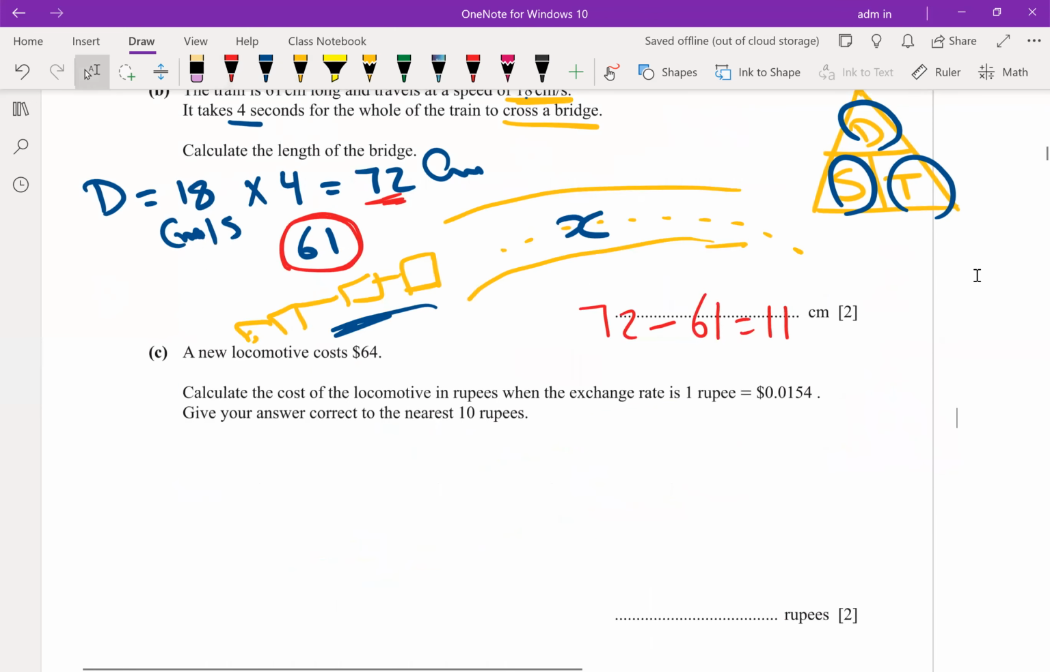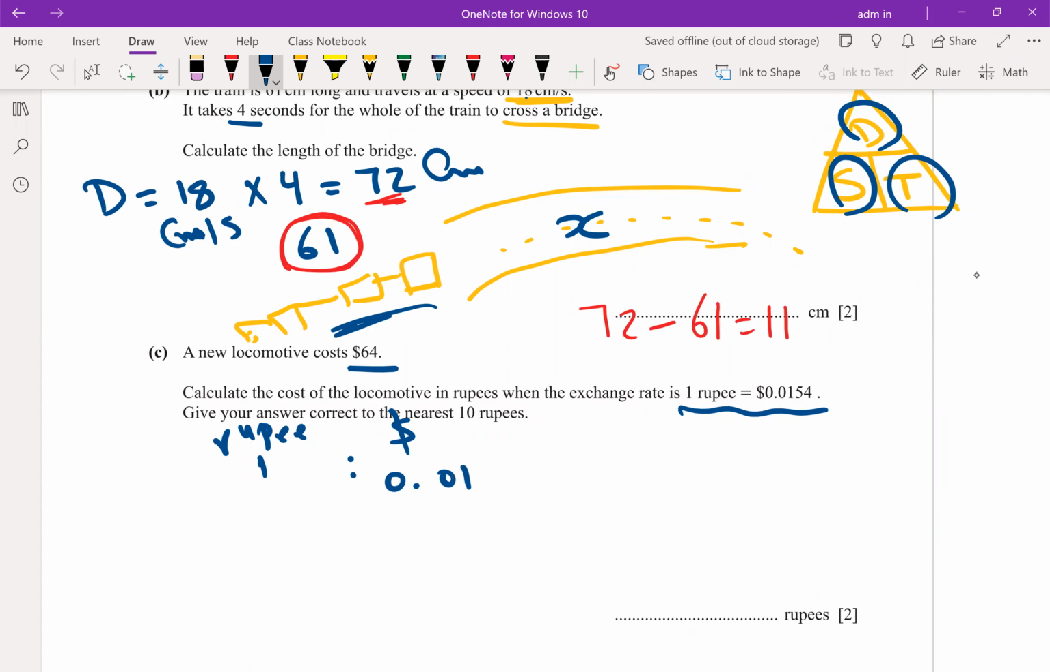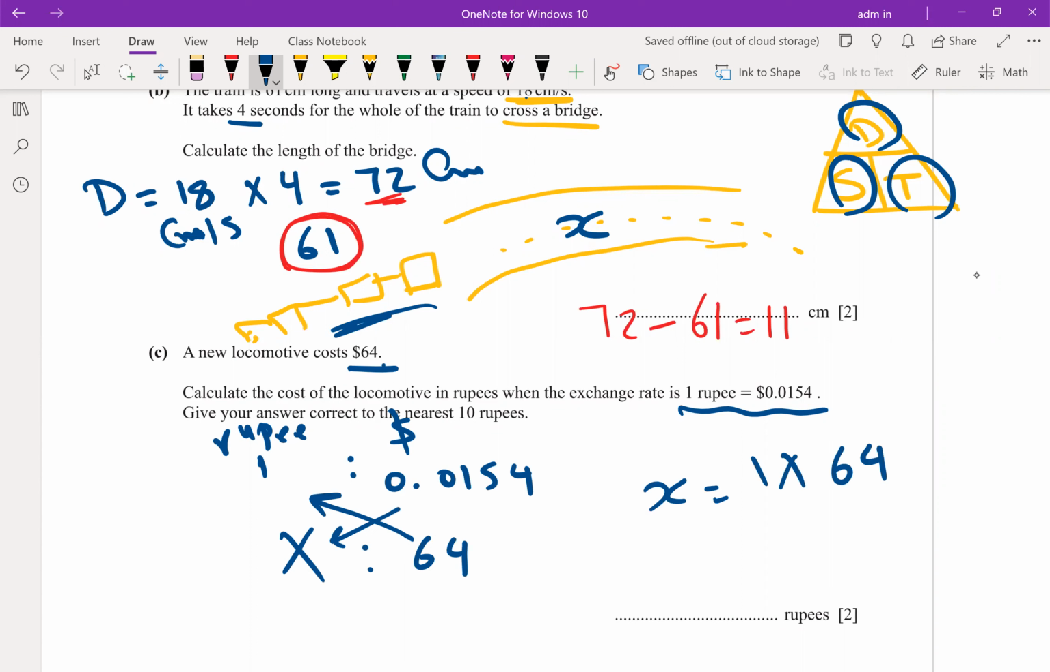Part C. The cost is $64. Calculate the cost by using this conversion: 1 rupees. We can solve it as a proportion or ratio is equivalent to 0.0154 dollars. Then $64, convert by cross multiplication. So x equals what? 1 multiplied by 64 divided by 0.0154. Give me your final answer.